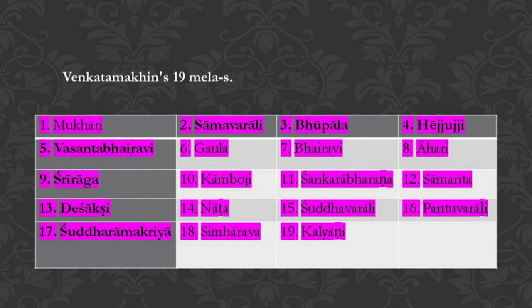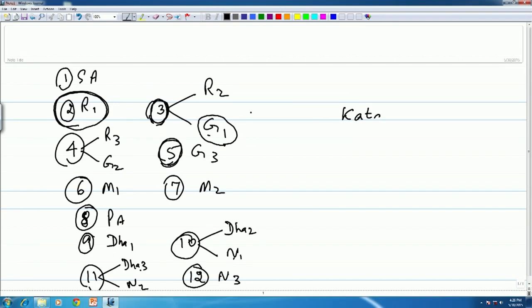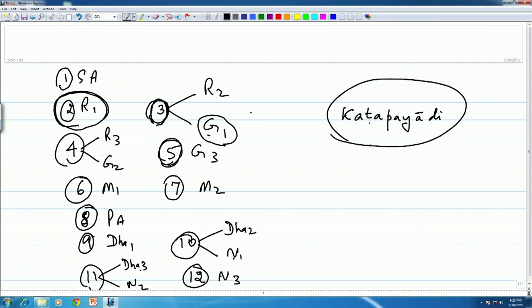And then later on, other musicologists came and they completed the picture by giving names to all the mela kartas. And in fact, Govinda Dikshitar, in his work, applied the Katapayadi system of naming the mela kartas. Now, this is actually an ancient system of mapping names to numbers.